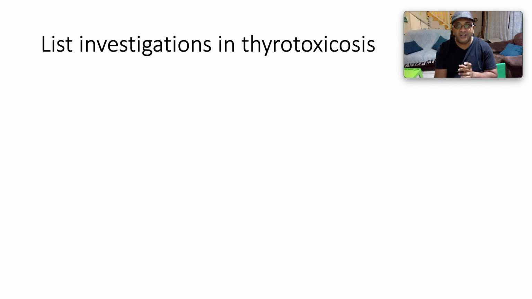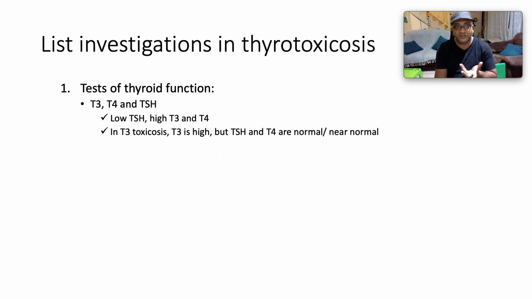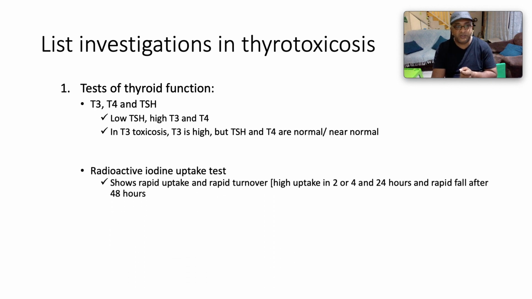So what investigations are you going to do with thyrotoxicosis? Let's talk about that. First up, tests of thyroid function, right? So you do your bloods, you look for a T3, T4 level and a thyroid stimulating hormone level. A low TSH with a high T3, T4 speaks to thyrotoxicosis. In T3 toxicosis, the T3 is high, but TSH and T4 are normal or near normal, okay?